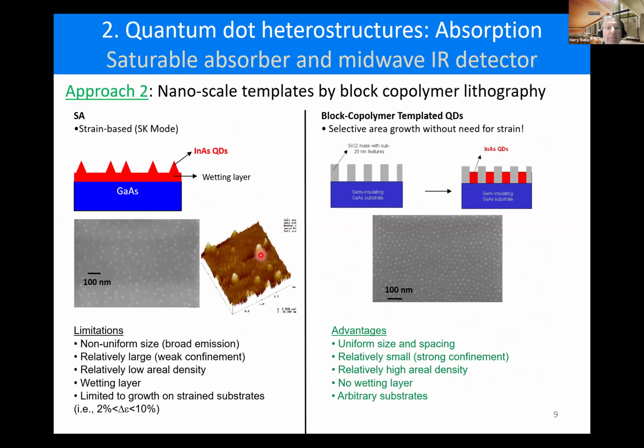How can we make an efficient infrared detector? Well, these limitations are written over here on the left: the broad emission, the large size distribution, low areal density, and so forth. The answer is, can we make all the dots the same and make many of them? And that's where we did some work on block copolymer lithography, where the block copolymer allowed us to make extremely small, sub-20 nanometer, even 10 nanometer size dots, every dot the same. So we have large densities of tiny dots, which means the separations are all the same and well defined. So uniform size and spacing, relatively small, which means strong confinement, and very high areal densities.